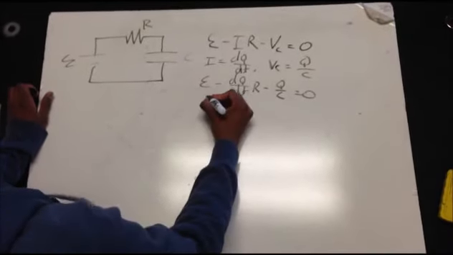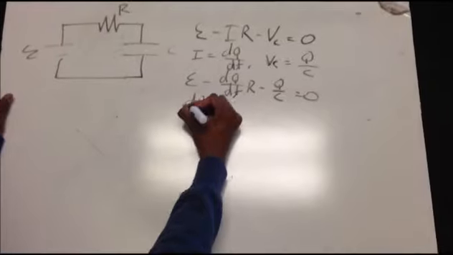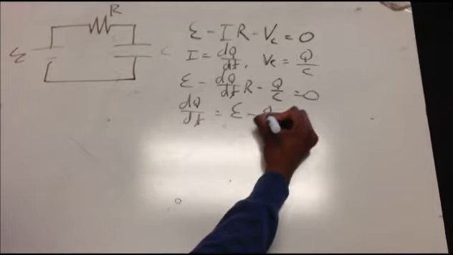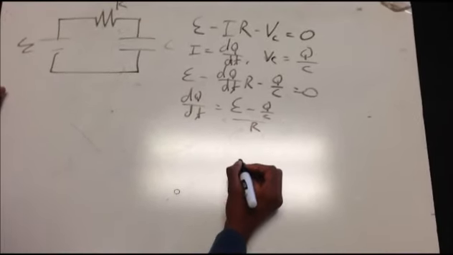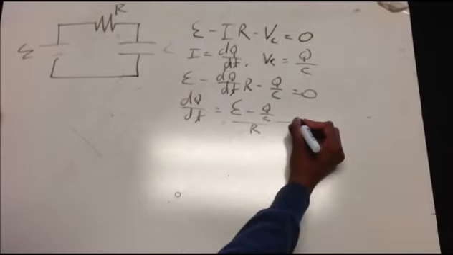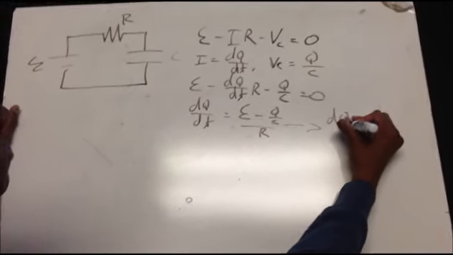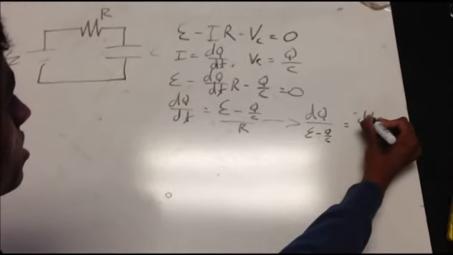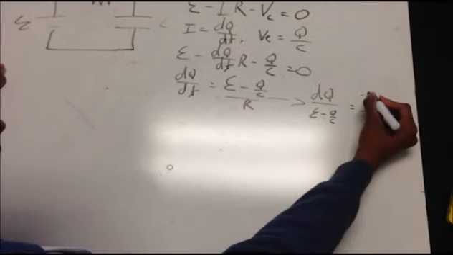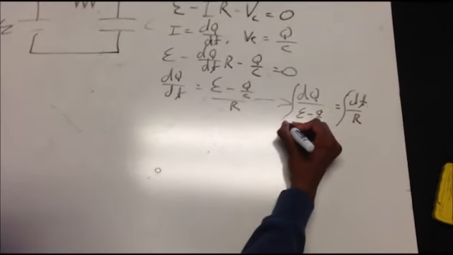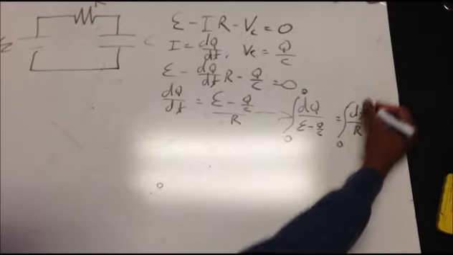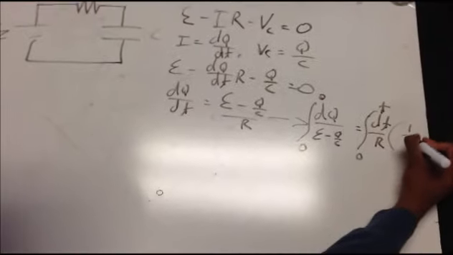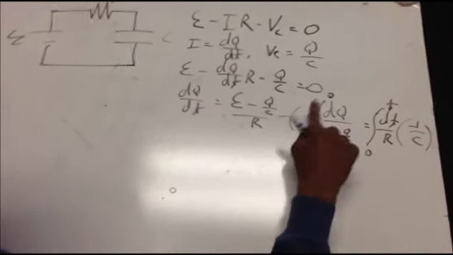So now we can solve for dq/dt. We can get dq/dt equals (E minus Q over C) over R. So now we can solve this differential equation by using separation of variables. We're going to say dq over (E minus Q over C) equals dt over R. I'm going to integrate both sides now, the left side from 0 to Q and the right side from 0 to t. We're also going to multiply both sides by negative 1 over C just to get the denominator a little bit nicer.